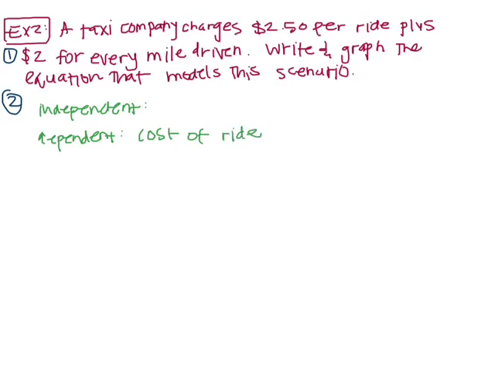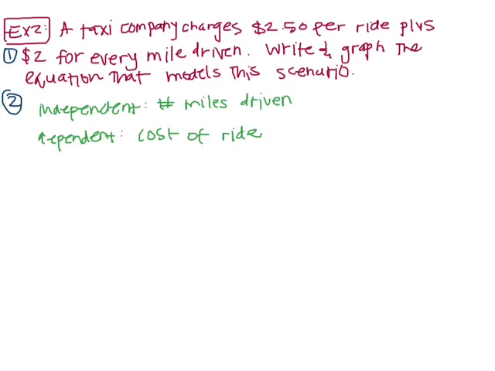And the miles driven, or how far we go, is what you can decide and what is going to determine that dependent variable. Sometimes it's easier to pick out the dependent variable first because you can pick out, well, cost of ride is going to depend on something else. Cost of ride depends, so that's the dependent. What it depends on is the independent.